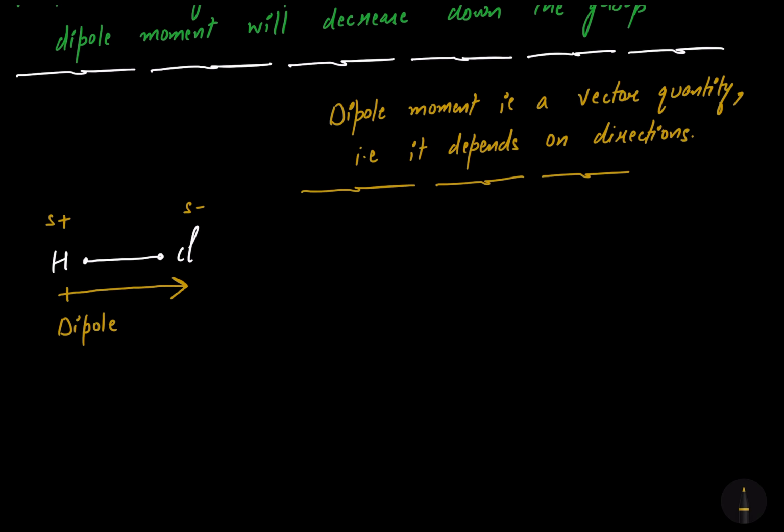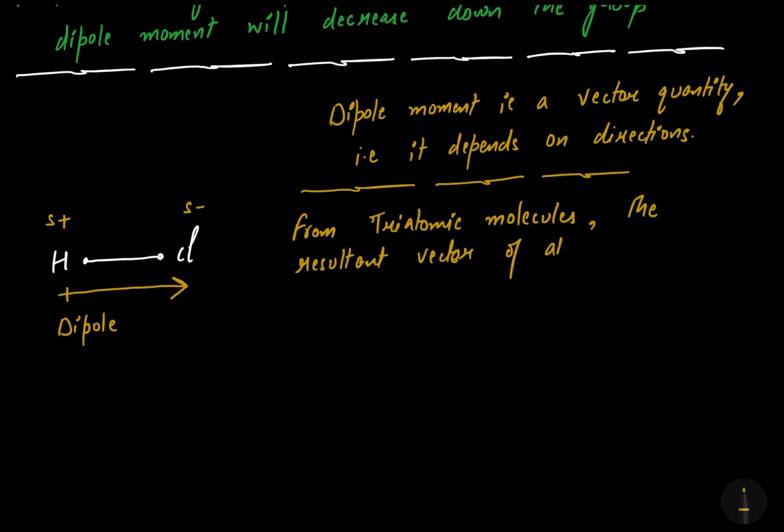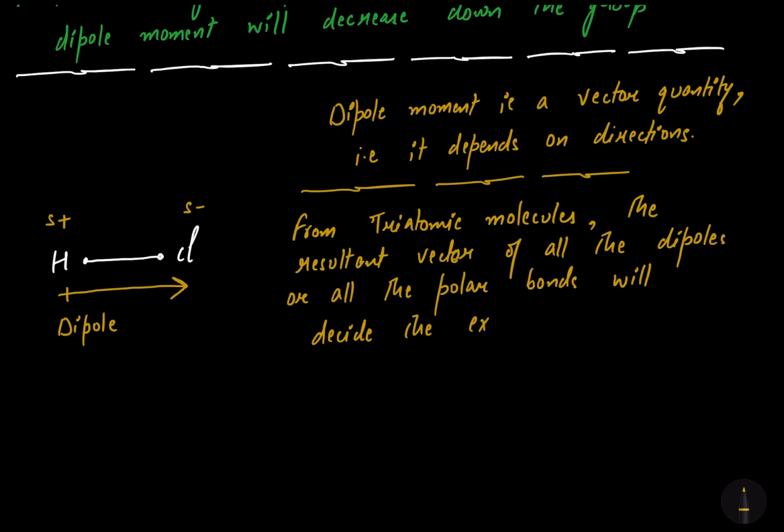So, I am writing, from triatomic molecules like CO2 or SO2, the resultant vector of all the dipoles, or we can say all the polar bonds, will decide the extent of polarity in a molecule.